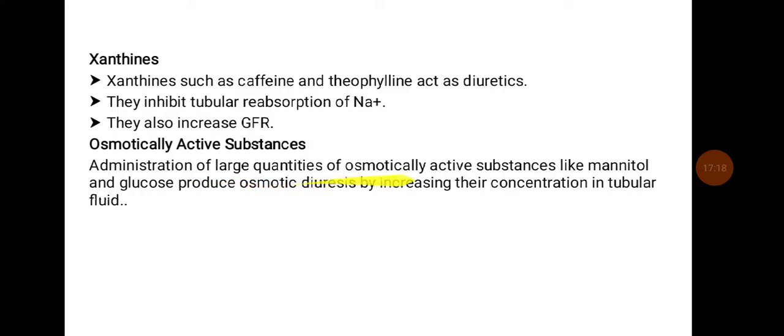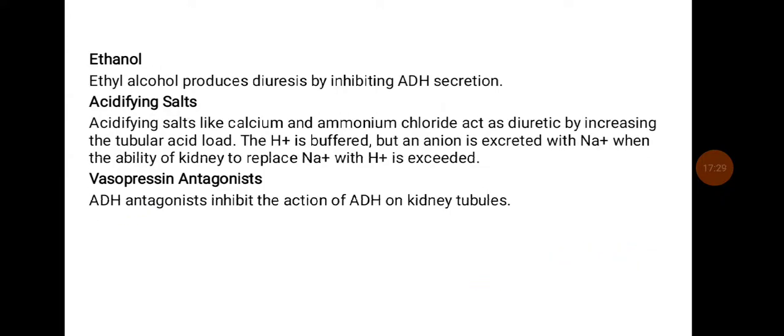Administration of large quantities of osmotically active substances like mannitol and glucose produces osmotic diuresis by increasing their concentration in the tubular fluid. Ethyl alcohol produces diuresis by inhibiting ADH secretion. Acidifying salts like calcium chloride and ammonium chloride act as diuretics by increasing the tubular acid load. The H plus is buffered, but an anion is excreted with the sodium when the ability of the kidney to replace sodium with H plus is exceeded. Vasopressin antagonists, or ADH antagonists, inhibit the action of ADH on the kidney tubules.